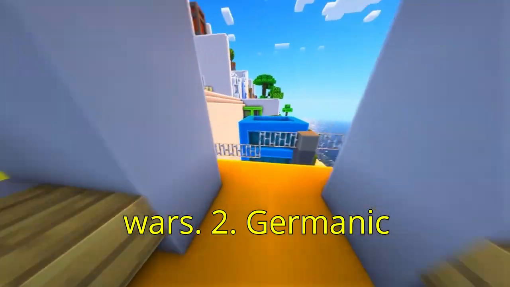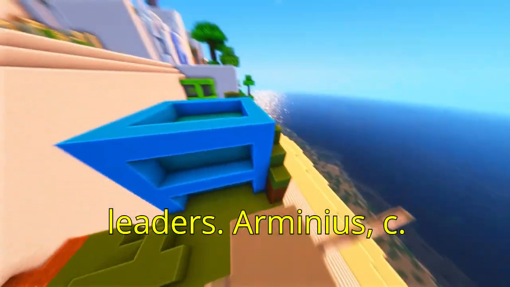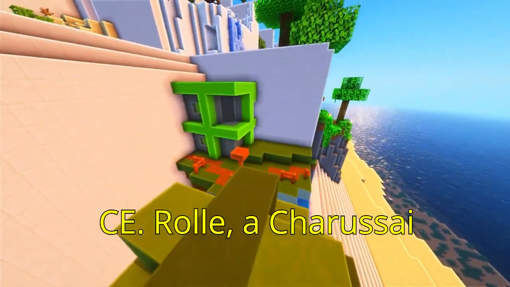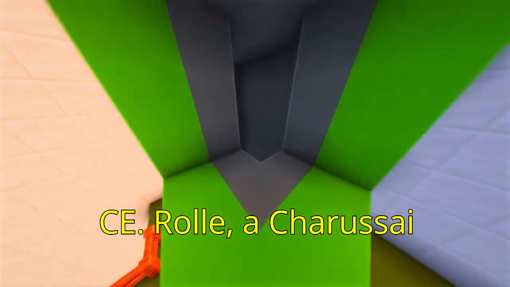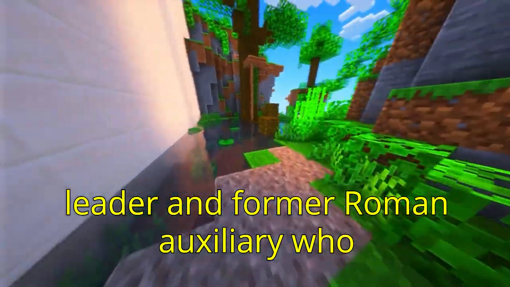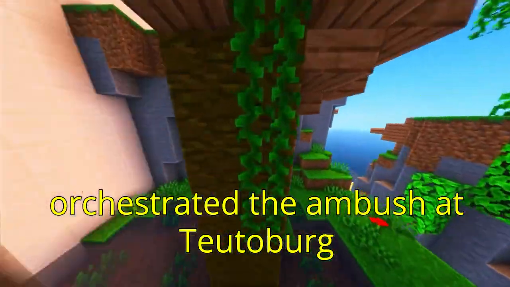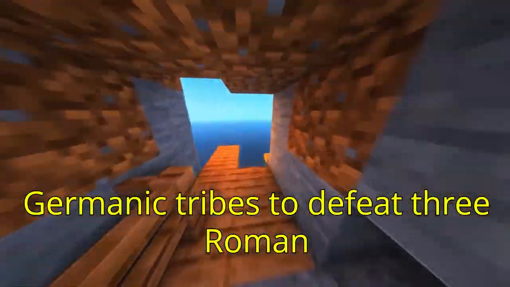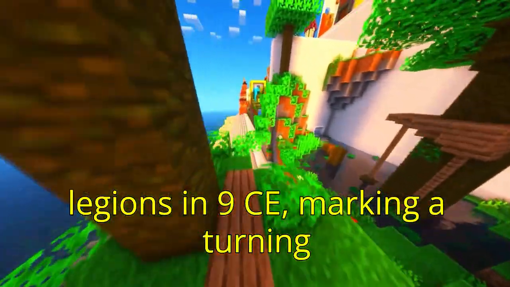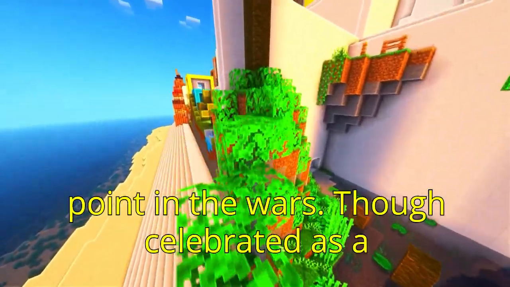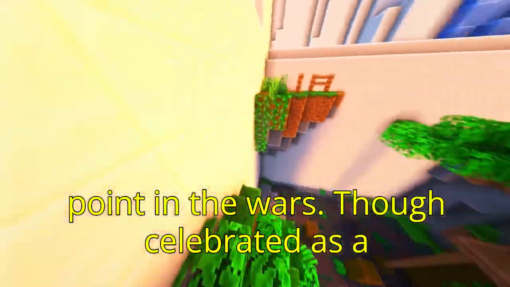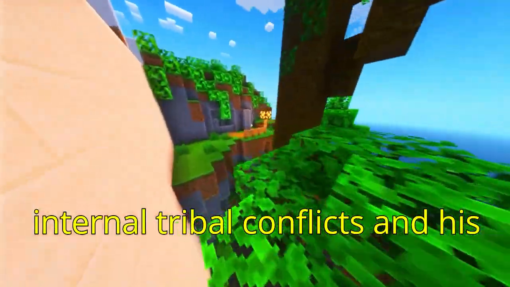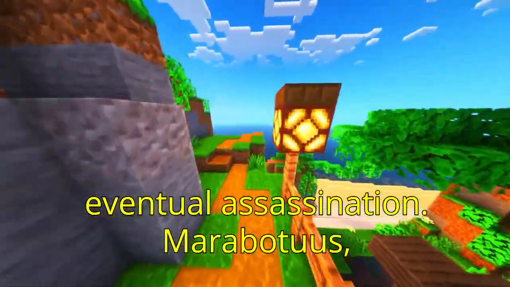2. Germanic leaders. Arminius, c. 18 BCE to 21 CE. Role: a Cheruscan leader and former Roman auxiliary who orchestrated the ambush at Teutoburg Forest. Achievements: united several Germanic tribes to defeat 3 Roman legions in 9 CE, marking a turning point in the wars. Though celebrated as a hero, his leadership waned due to internal tribal conflicts and his eventual assassination.